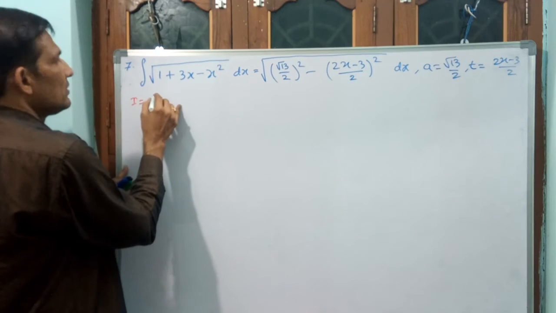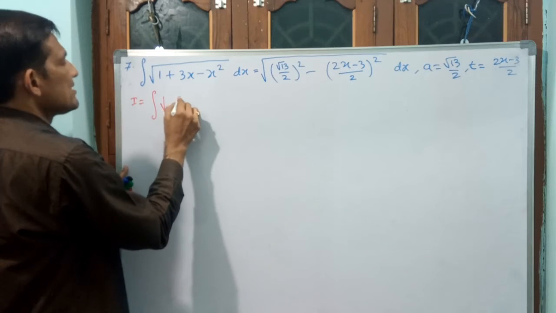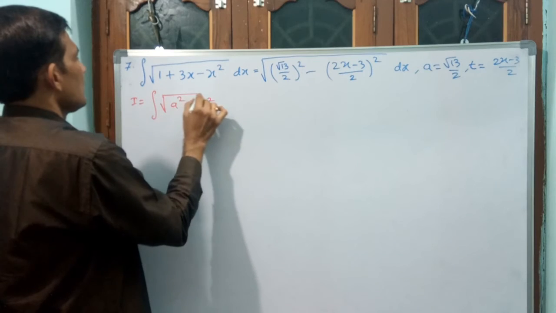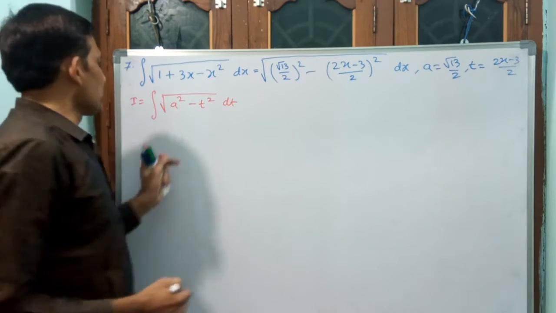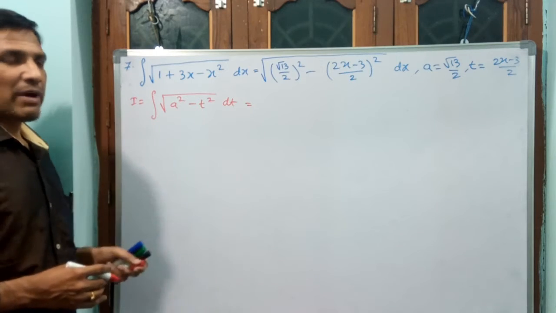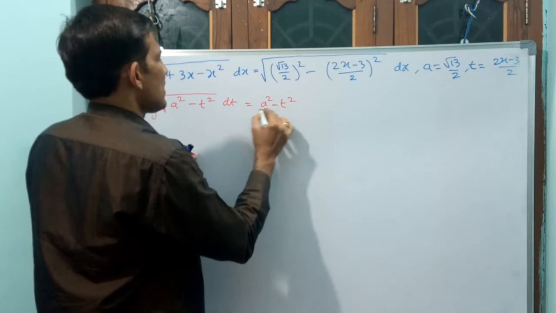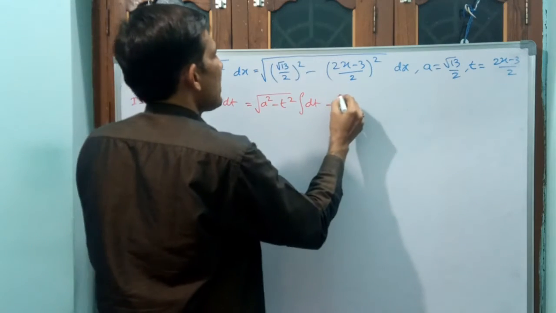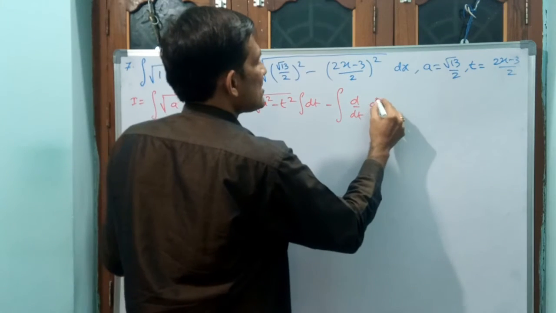I is equal to integral of square root of a square minus t square dt. Shall I write like this? Definitely I can write. Okay. Then proceed further. You can do this integration by parts. Okay. u, square root of a square minus t square, integral dt. Why? Because into 1 is there, like you think, minus integral of d by dt of square root of a square minus t square.